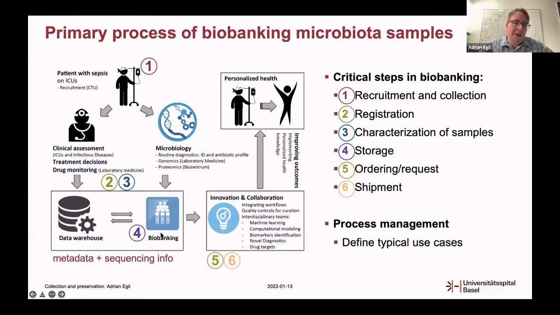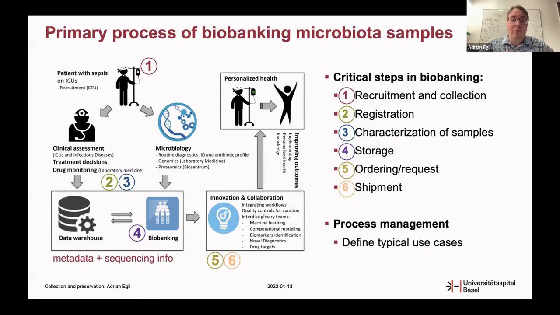And obviously, at a certain point, you will also access it. Why do you bank stuff? Because you also want to reuse it in the future. So it's obvious that you also have ordering requests and shipment requests, for example. And that's a typical flow of a sample coming in and a sample leaving the biobank again. And this has something to do with process management. So when you set up a biobank, make sure that you cover typical use cases.